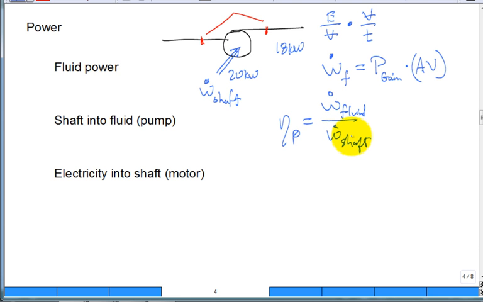You back it up. You say, what supplies shaft power to most of the pumps around here? Electric motor. So here's my rendition of an electric motor. What do you feed the electric motor, plus and minus? You feed it W dot ELEC. What does ELEC stand for? Electric power.